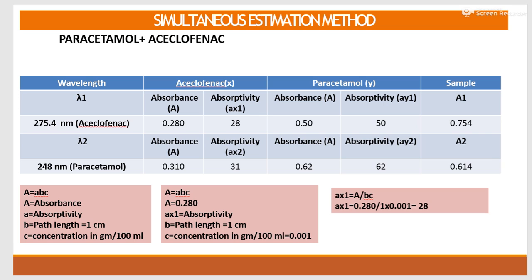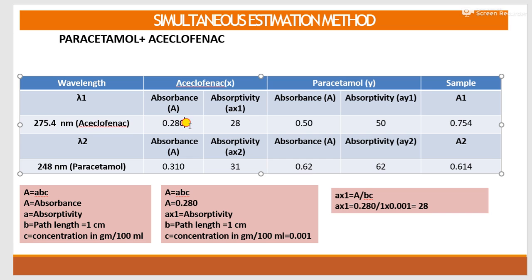Now we will see how the absorptivity is calculated. So this table depicts the absorbance of X and Y, that is aceclofenac and paracetamol, at lambda 1 and lambda 2. What is our lambda 1? Lambda max of aceclofenac, lambda 2, lambda max of paracetamol. This capital A1 and A2 are for sample. A1 absorbance of sample at lambda 1, A2 absorbance of sample at lambda 2.